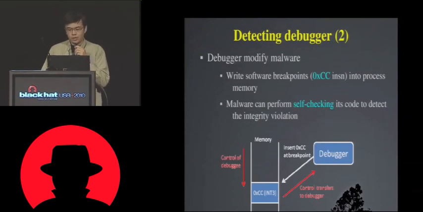The second technique is to identify the integrity of malware code, because a debugger modifies the malware binary code to set a breakpoint. The debugger inserts a CC instruction in the process memory. This figure shows the method.